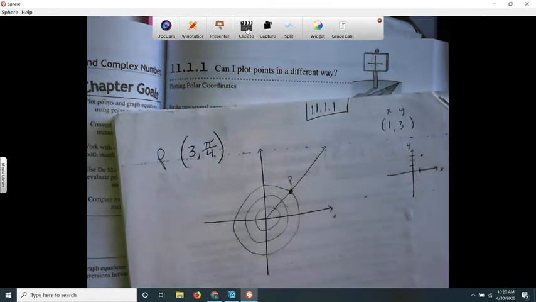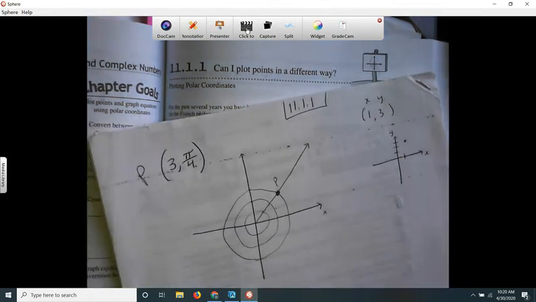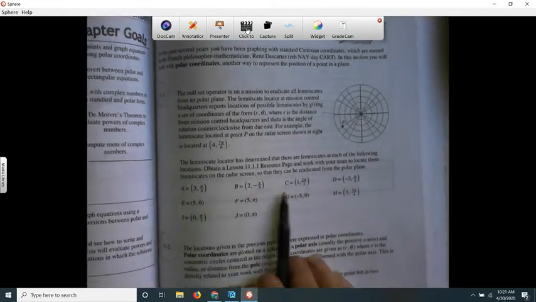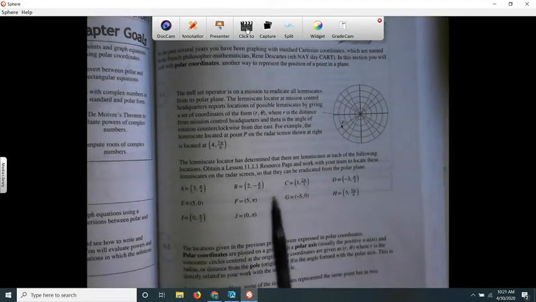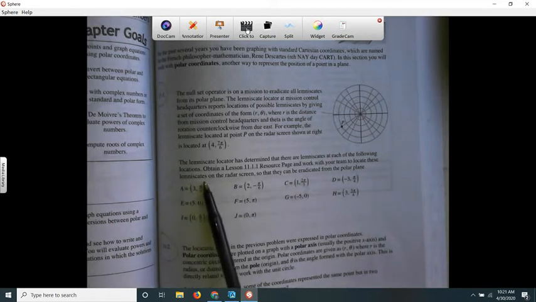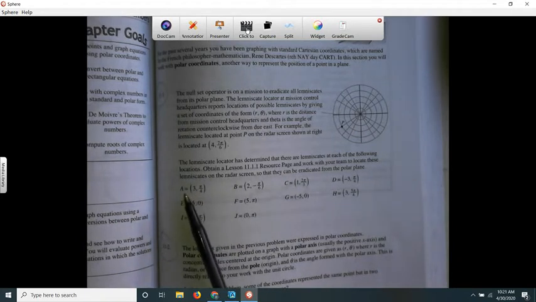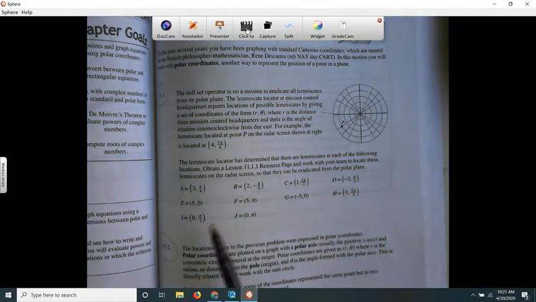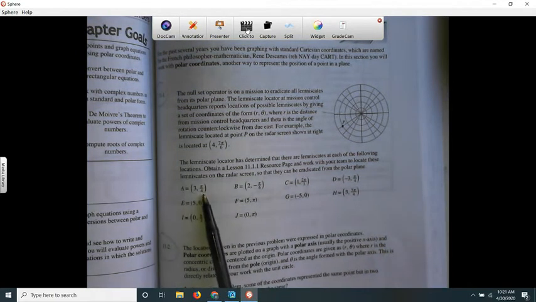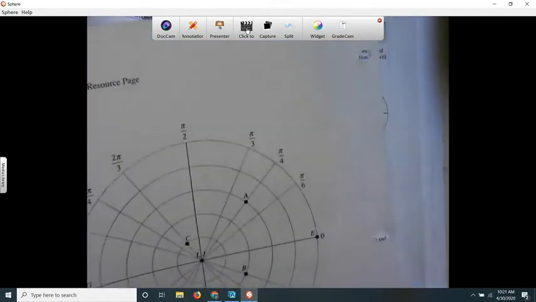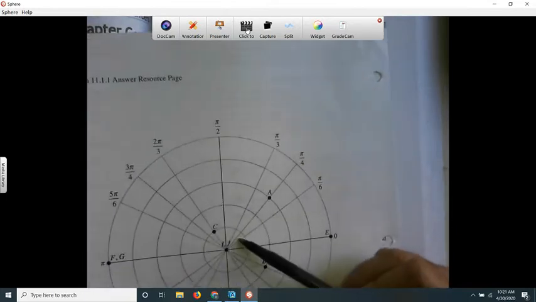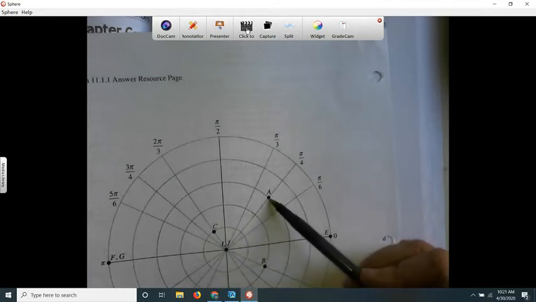Okay, so it's pretty simple, and you don't need the fancy paper for it, but I'm going to go through and show you some of these that are interesting. It says let's put all these points on a graph. So point A is (3, pi over 4). Oh, that's the one I just did. So I find pi over 4, and then I count out 3 radii, 1, 2, 3, and that's point A.